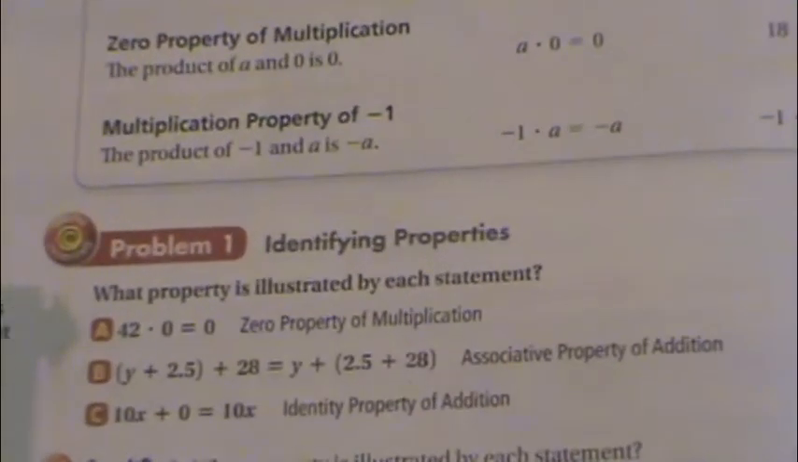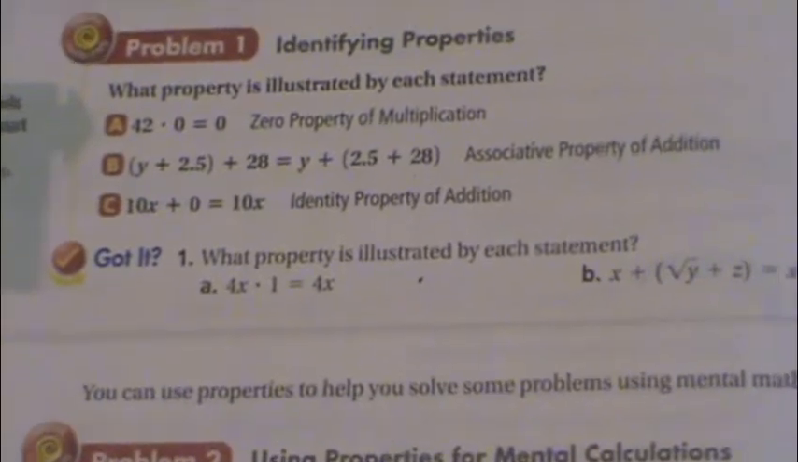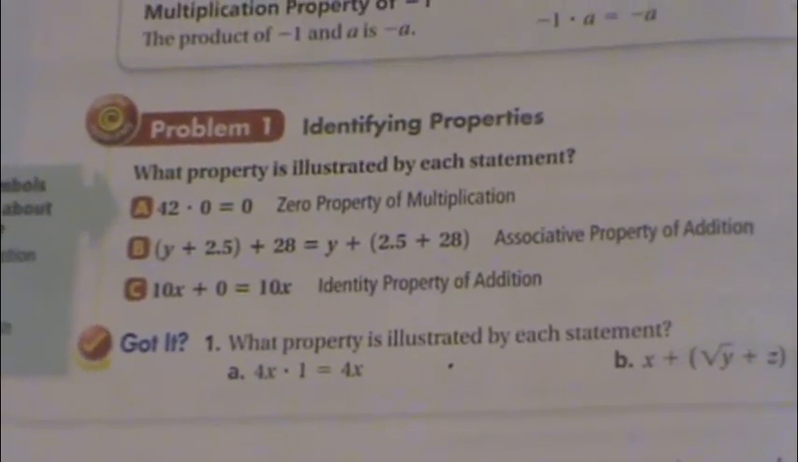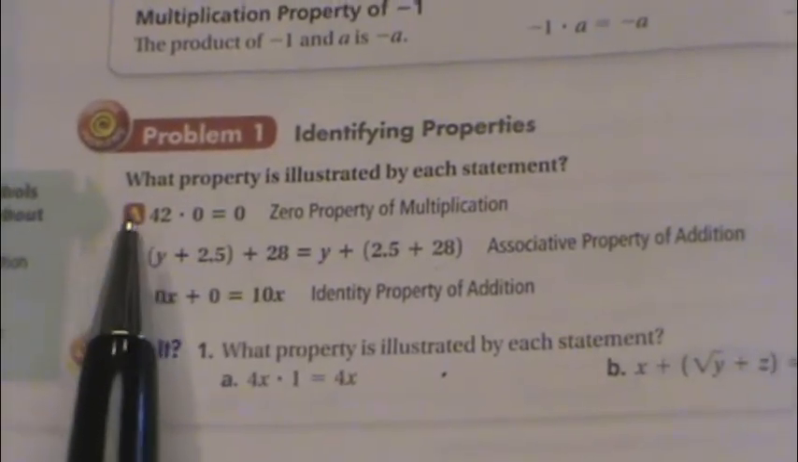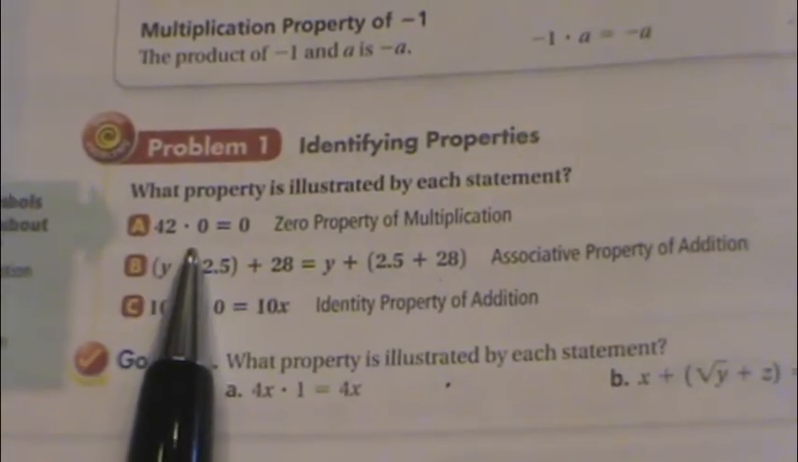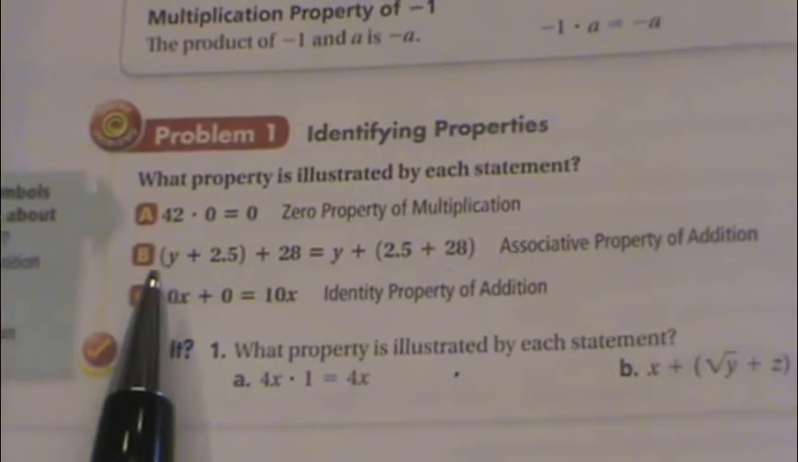So, in the book, go to page 24 in your book. We are up to problem 1, identifying properties. Let me zoom in a little bit. This is very straightforward, just to make sure that you understood everything we just did. They give you 3 examples, A, B, and C. First one, multiply something times 0. That's the 0 property of multiplication.